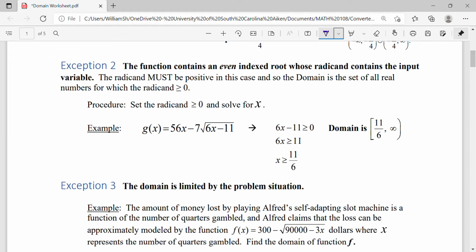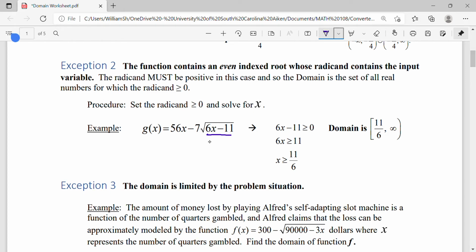Now exception 2, the function contains an even root index whose radicand contains the input variable. The radicand must be nonnegative in this case, and so the domain is the set of all real numbers for which the radicand is greater than or equal to 0. Our procedure for this exception is to set the radicand greater than or equal to 0 and solve for x. In this example, we've got g of x equals 56x minus 7 square root 6x minus 11. The only part we're really worried about is the radicand, which is the part under the radical. That's your 6x minus 11.